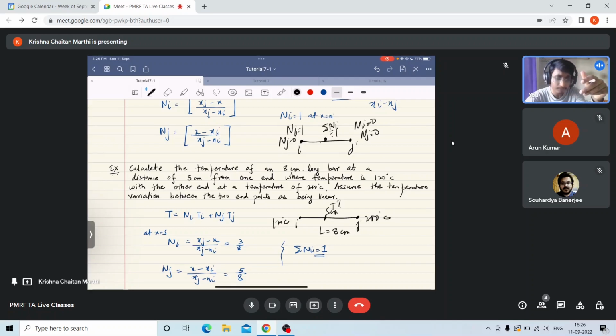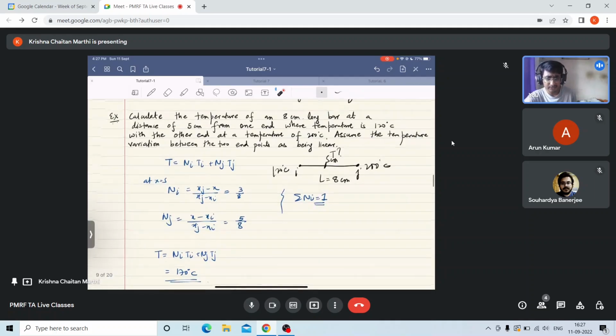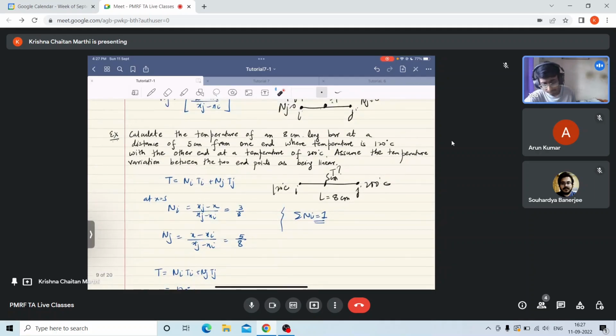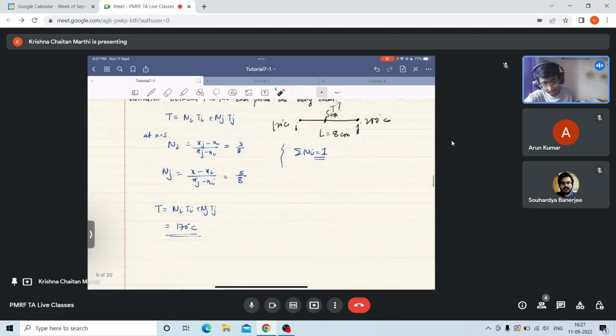So here I can assume my temperature profile, as mentioned in the problem, as linear. So T can be written as Ni times Ti plus Nj times Tj. So at x equal to 5, I will evaluate the value of my shape function, which is Ni. So that is equal to xj minus x divided by xj minus xi. So it will be basically 3 by 8. Similarly Nj we can calculate, we got 5 by 8, or we can also write it as 1 minus 3 by 8, which is 5 by 8. So the value of T will be Ni times Ti plus Nj times Tj, which is equal to 170 degree centigrade.